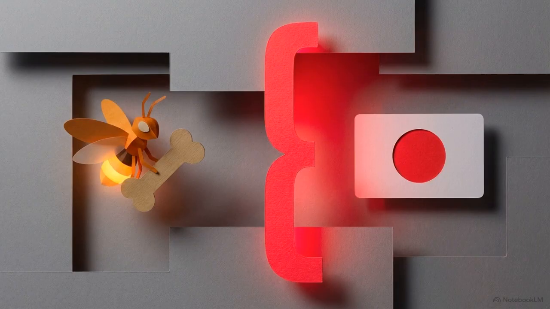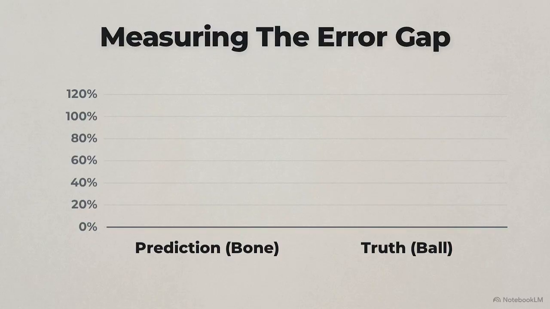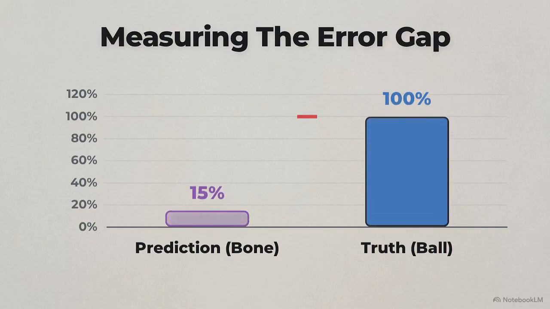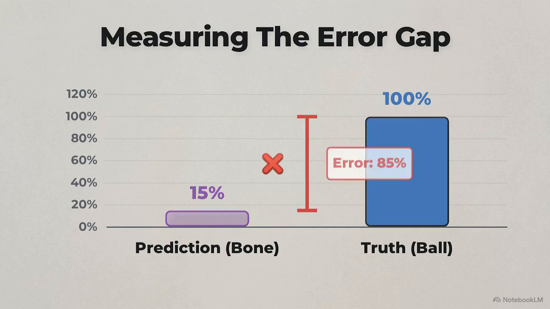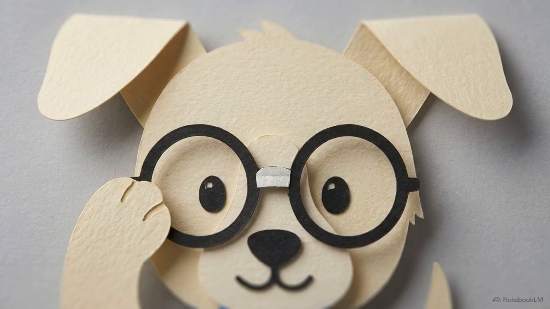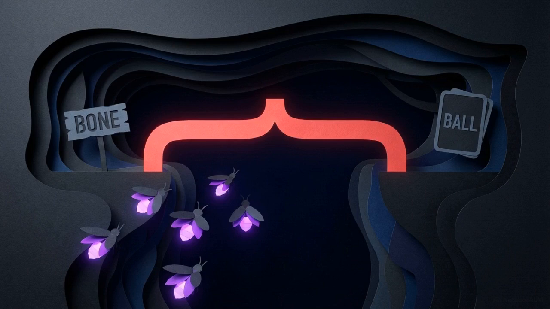To fix this, we measure the loss. This is a mathematical value that tells the computer exactly how far off its prediction was from the truth. Making a wrong guess is a necessary first step. An AI system cannot improve until it measures the size of its own failure.